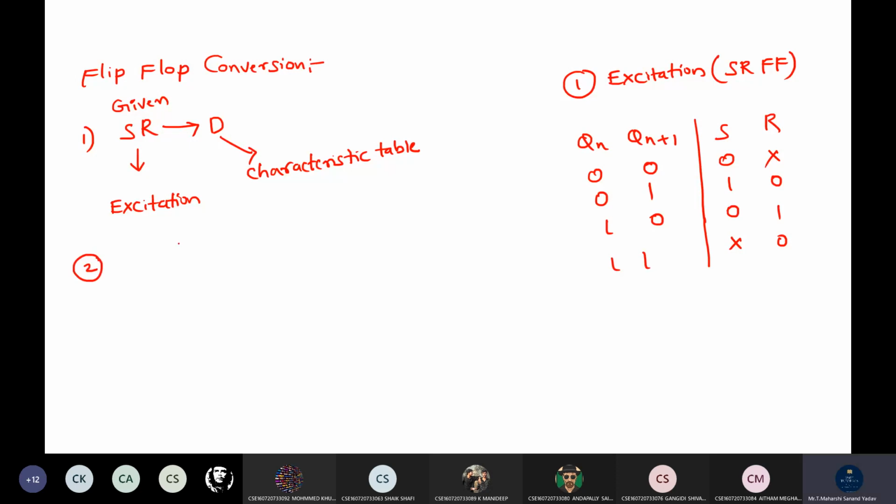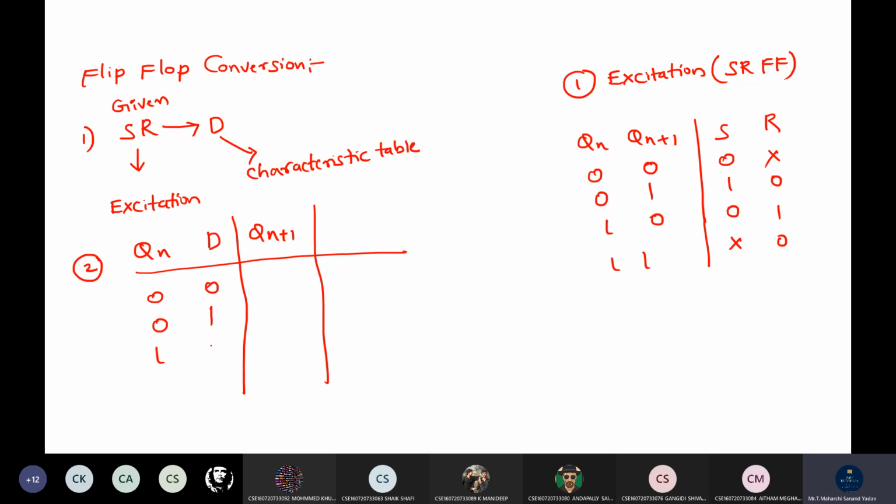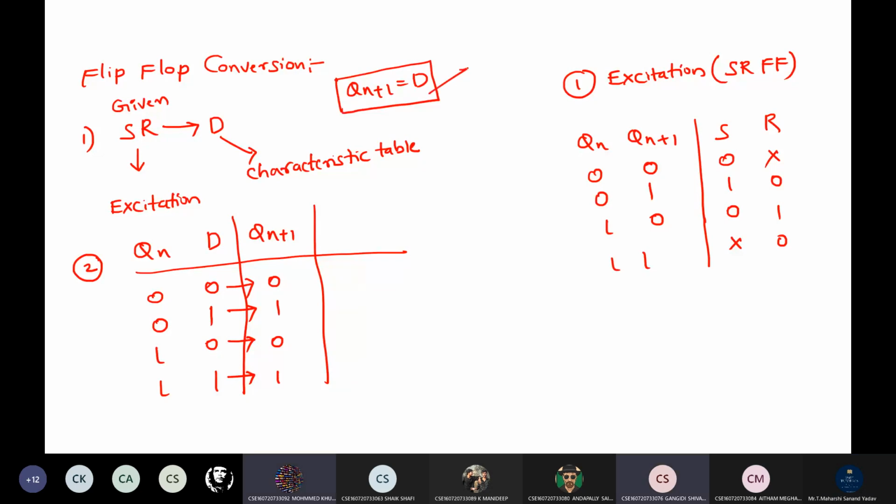The characteristic table gives the relationship between Qn and D, and the output will be Qn plus 1. Two variables give 4 combinations: 0 0, 0 1, 1 0, 1 1. The outputs for the D flip-flop will be 0 1 0 1. Why? Because Qn plus 1 is equal to D. This is called the characteristic equation.